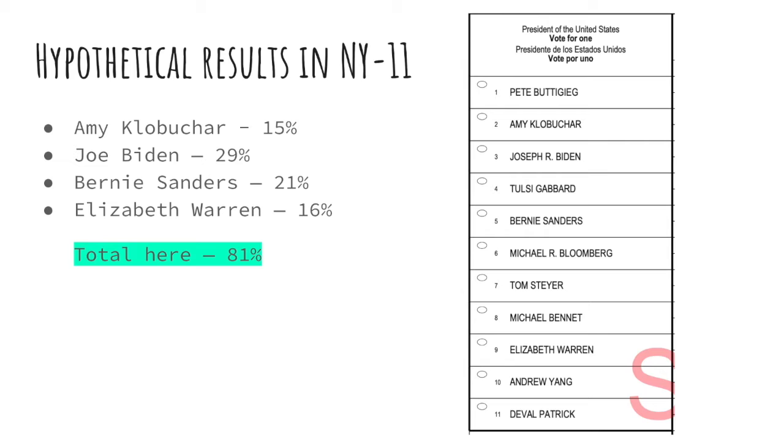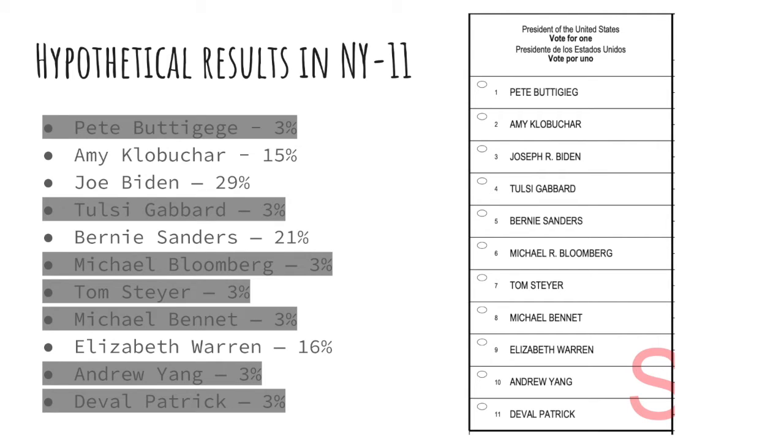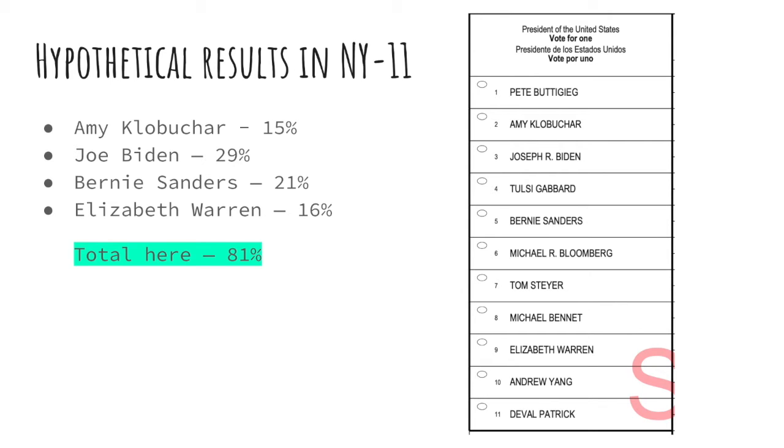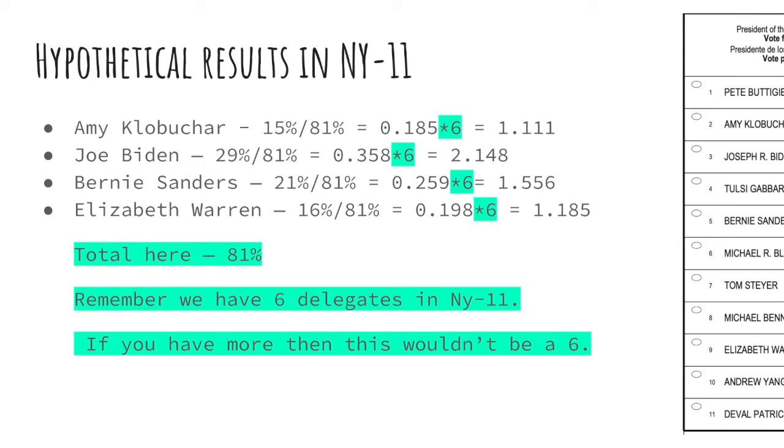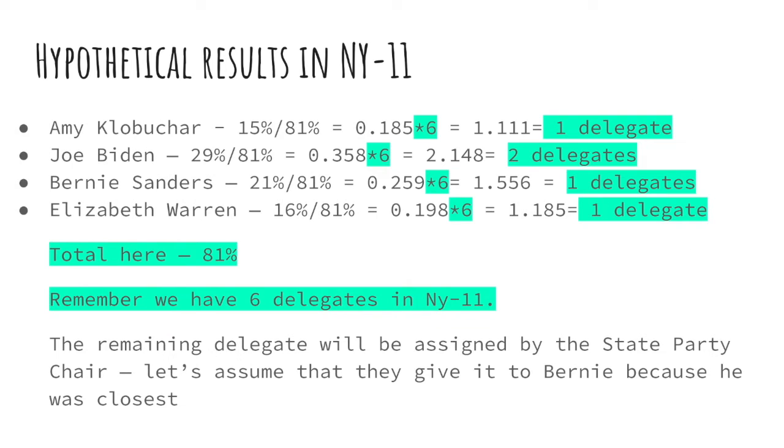So, of these people, there's a total of 81% here. So we're kind of shaving off these other candidates that didn't make it, and we're down to just 81% of the vote. And now we're going to proportionally break down, figure out the proportion of that 81% each of these candidates received. Then we're going to multiply by 6 to get the expected number of delegates. But obviously, you can't send 2.148 people to represent Joe Biden. So what they do is they chop off the decimals, and then at the end of the process, the party chair can assign the remaining delegate.